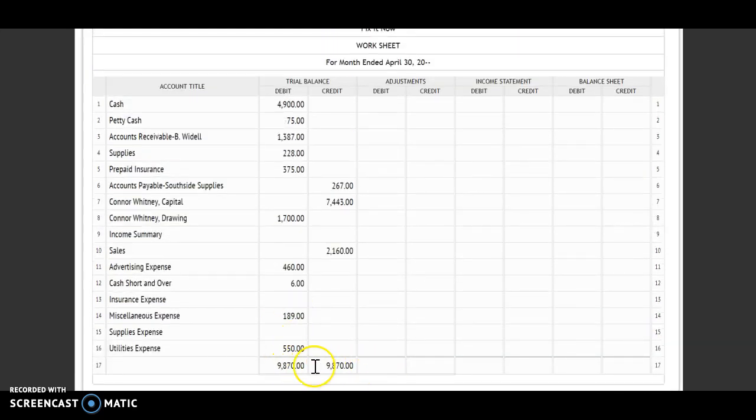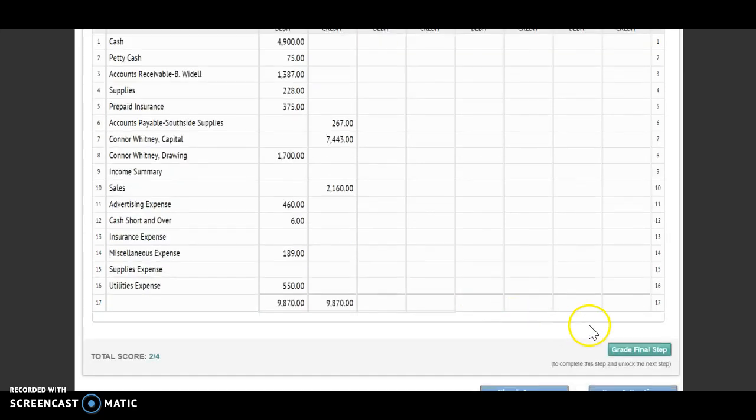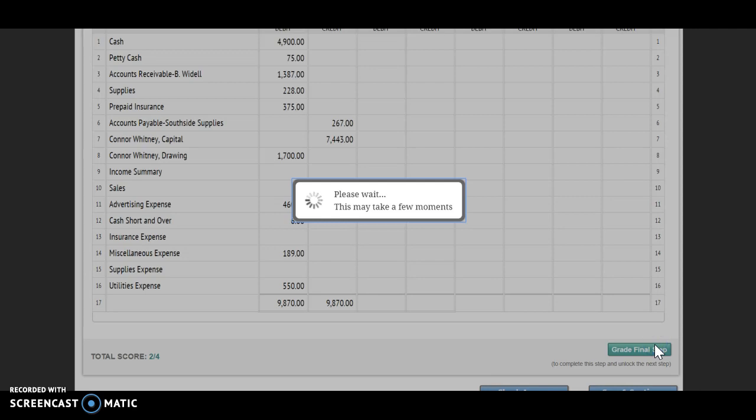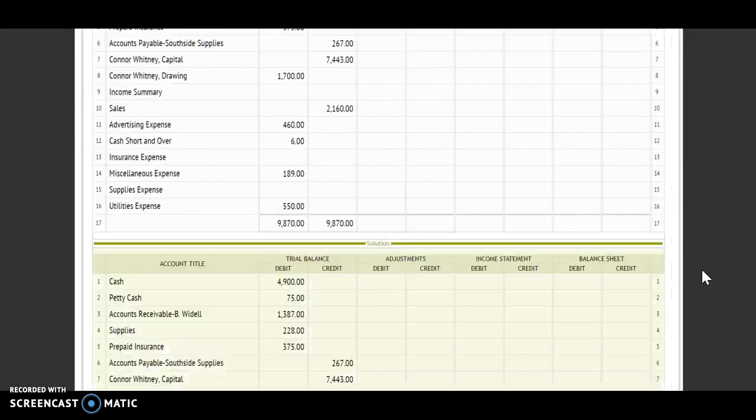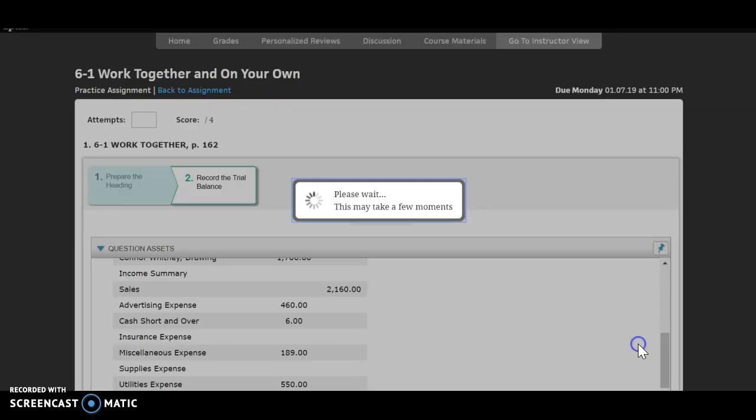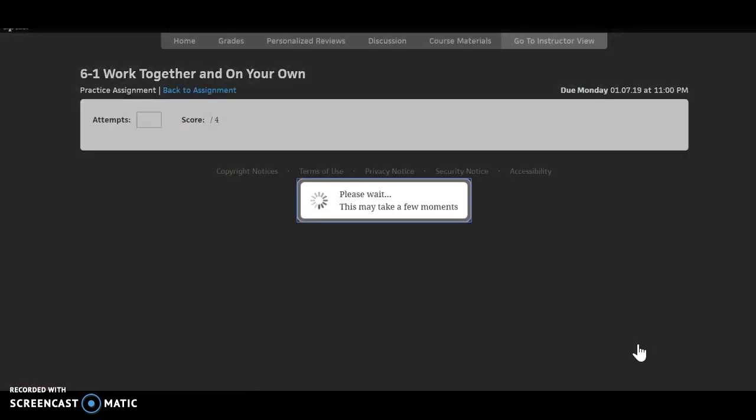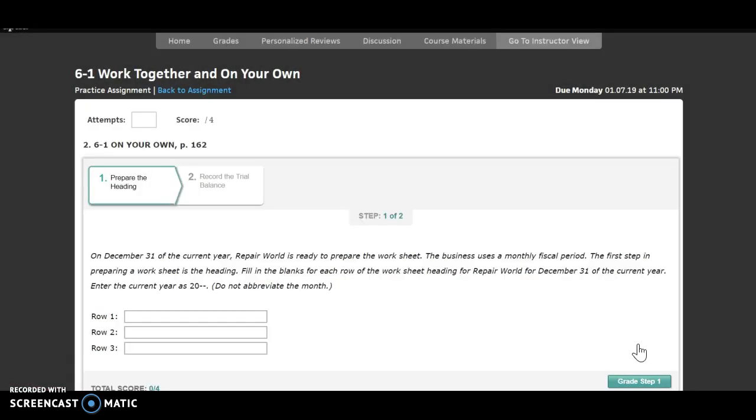If they do not equal, that tells me I have a problem. Either it was writing these numbers in wrong, or maybe I added them up wrong, so I should double check that. Since mine are equal, I'm going to say grade final step and save and continue. You should now complete the 6-1 on your own. When you are done with that, you can move on to the 6-2 lecture video.